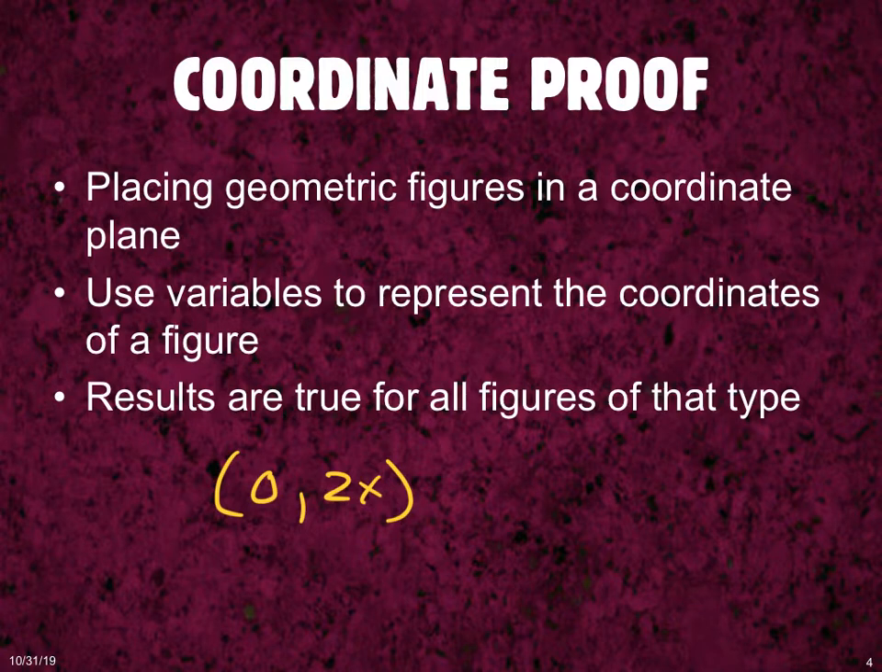So we're going to place geometric figures in a coordinate plane. We're going to use variables to represent those coordinates. And then those results will be true for all figures of that type. And what that means is that since we're using variables, this picture will be true and will give us the correct coordinates for anything once we know what x is. Like once we know what x is or what y is, once we know what that variable is, we could figure out all of the coordinates and this picture would still be true.